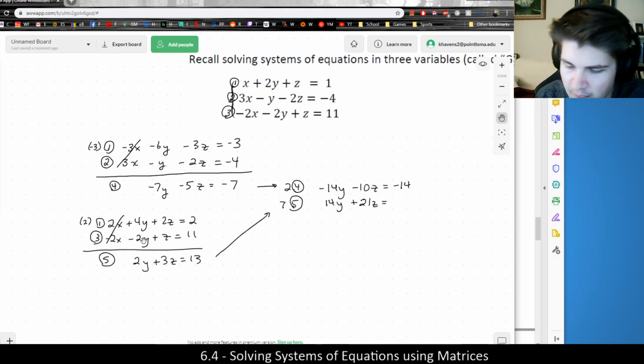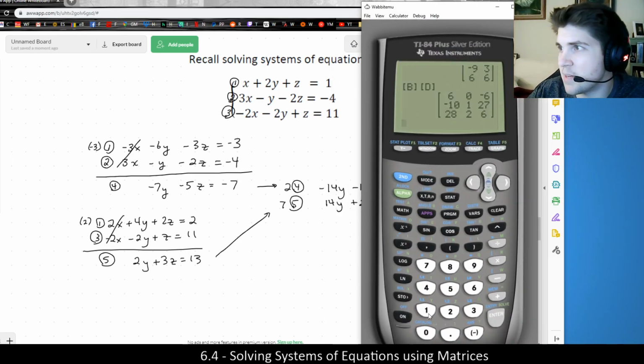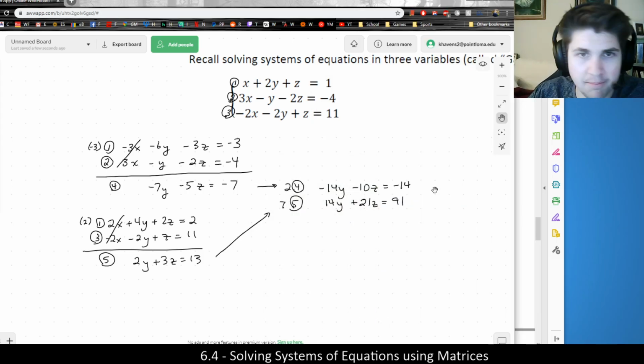I'm going to do that in the calculator just because I don't want to mess up any individual steps. 13 times 7 is not something I have memorized apparently. Yeah, 91. Okay, just making sure.